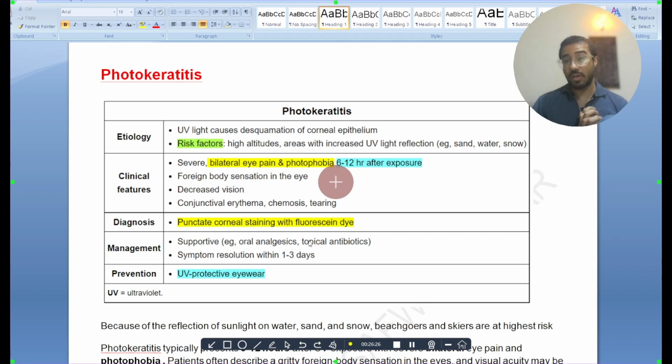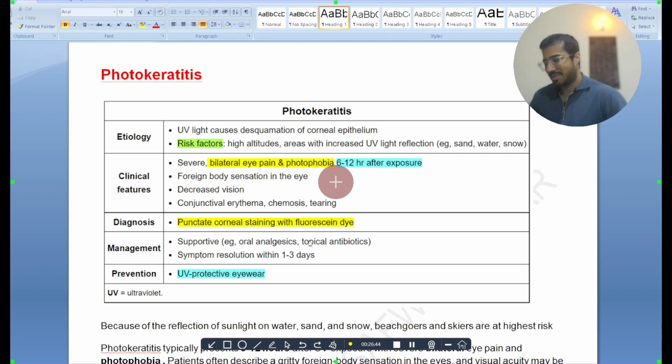It would be UV protective eyewear. And if they ask what is the next best step in the treatment, that would be just give topical painkillers, topical antibiotics, rest. That's it. If you have supportive, that's going to be the answer.